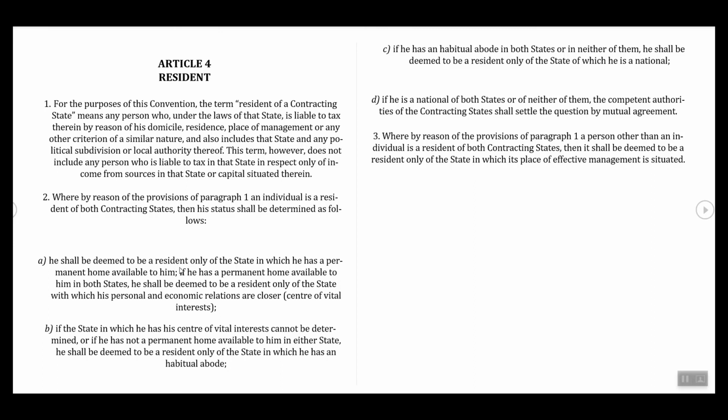The next criterion here we find again still in letter A, second half of the sentence. If he has a permanent home available to him in both states, he is regarded to be a resident only of that state to which he has his personal and economic relations in a closer way. That's called the center of vital interest, and it means that the personal and economic relations must both be closer to that state, and that is now what we have to find out and to check by another look at our case data.